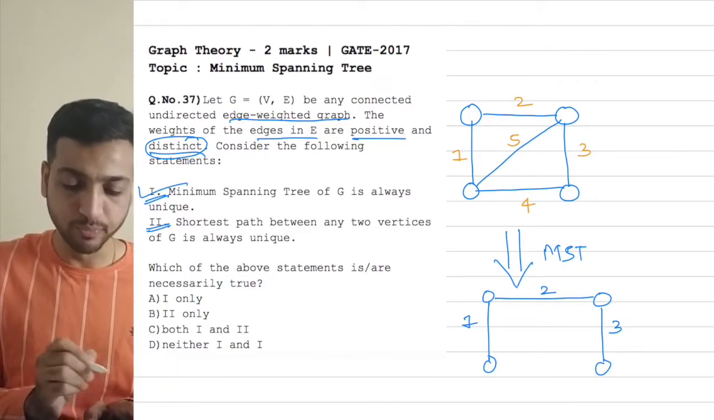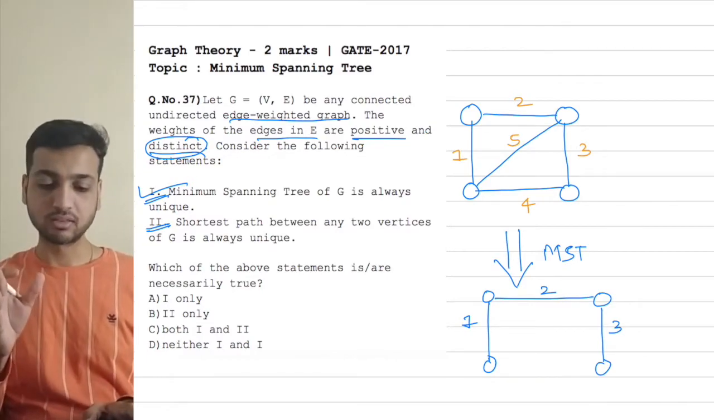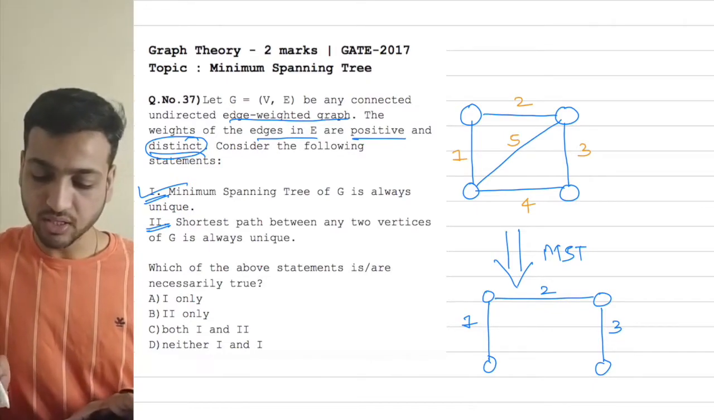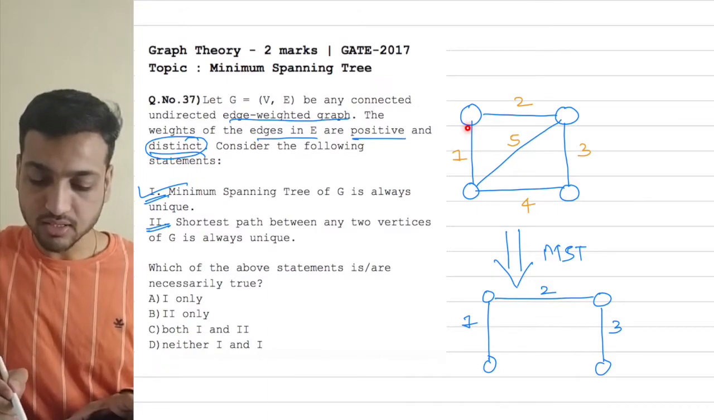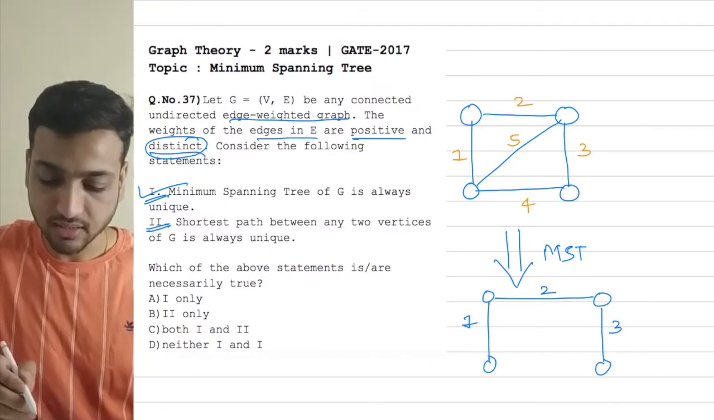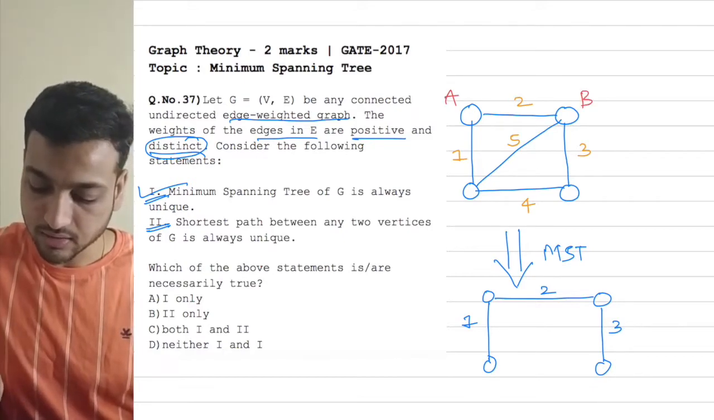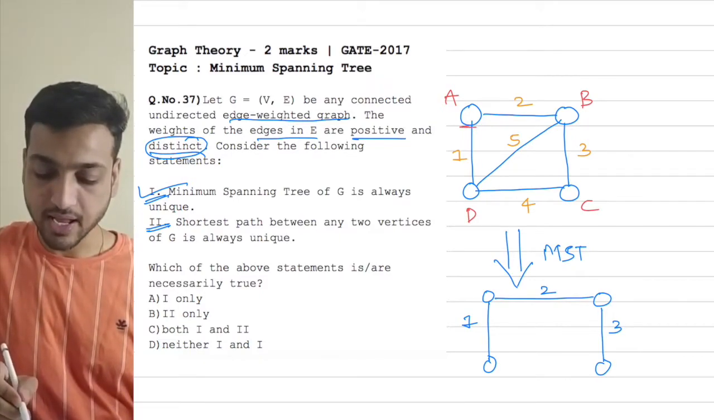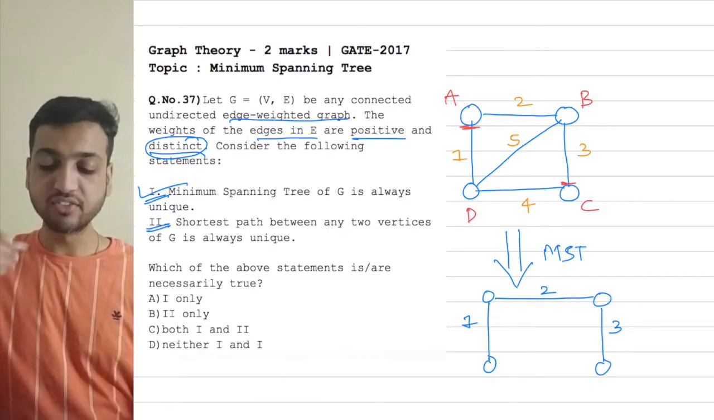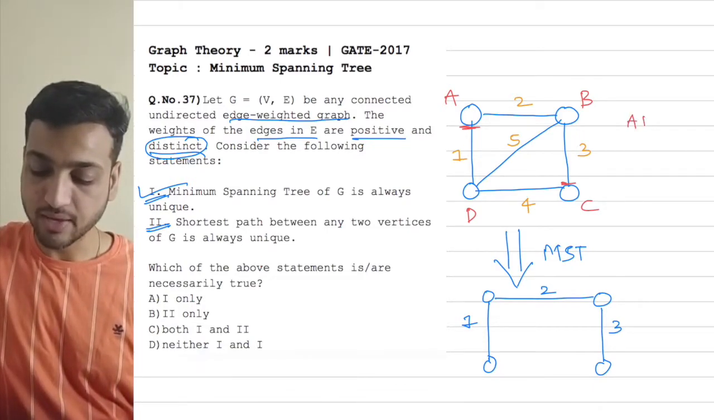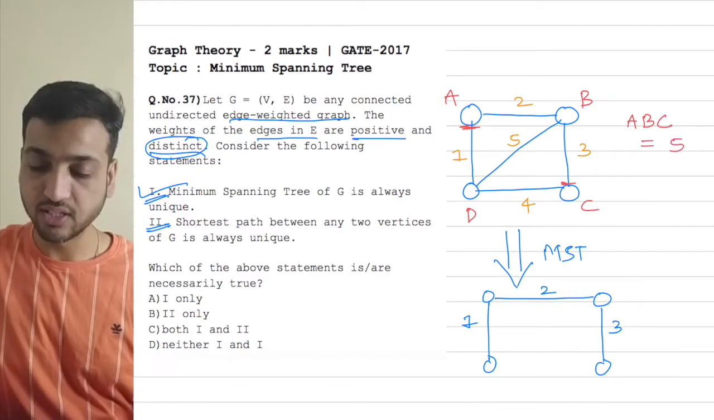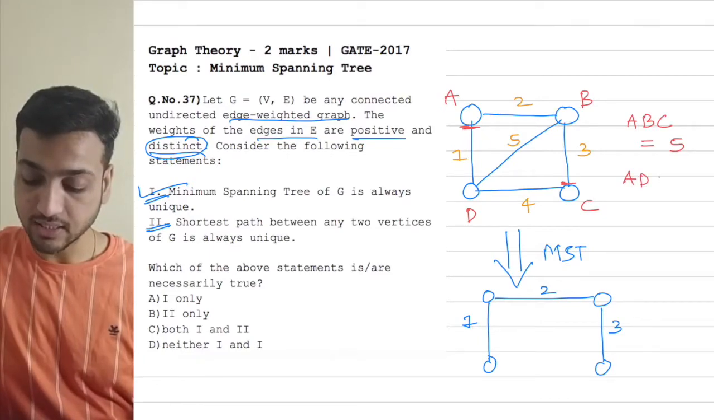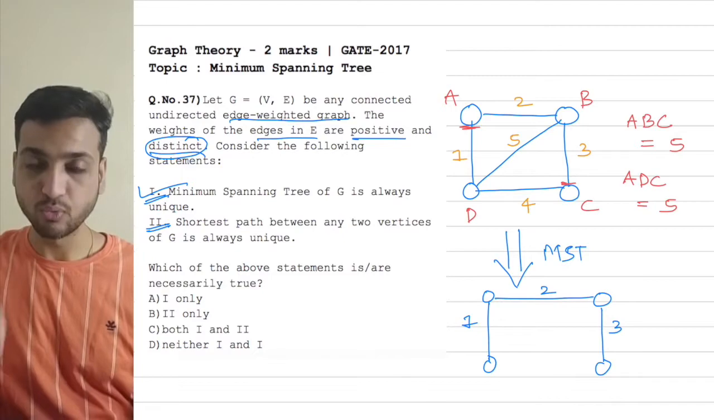Now let's go to statement number 2. Statement number 2 says that the shortest path between any 2 vertices is also unique. Now, let's think about it. Let's consider these vertices, let me name them A, B, C and D. Now let's see the shortest path from A to C. There are different ways to reach from A to C. We can go by A, B, C, in which case the distance traveled will be 5, 2 plus 3. Or we can go from A, D, C, in which case also the distance is 5, 1 plus 4 is 5.